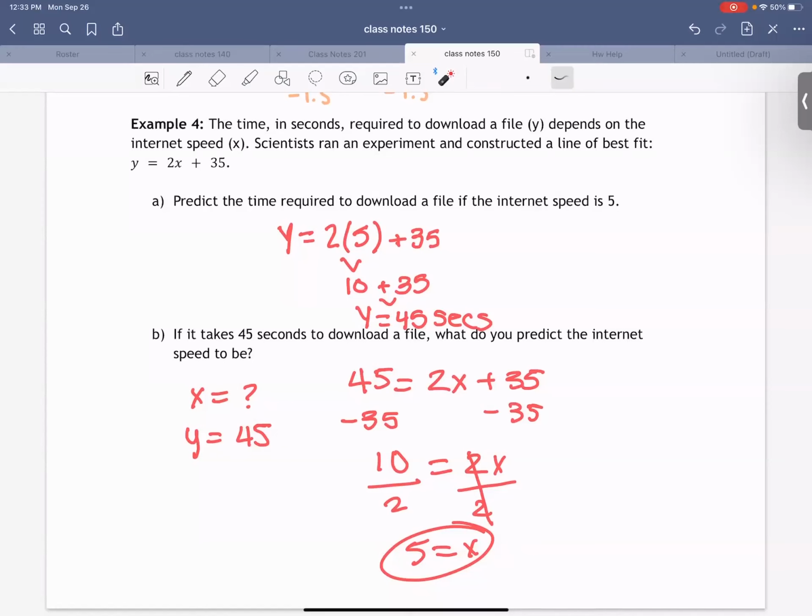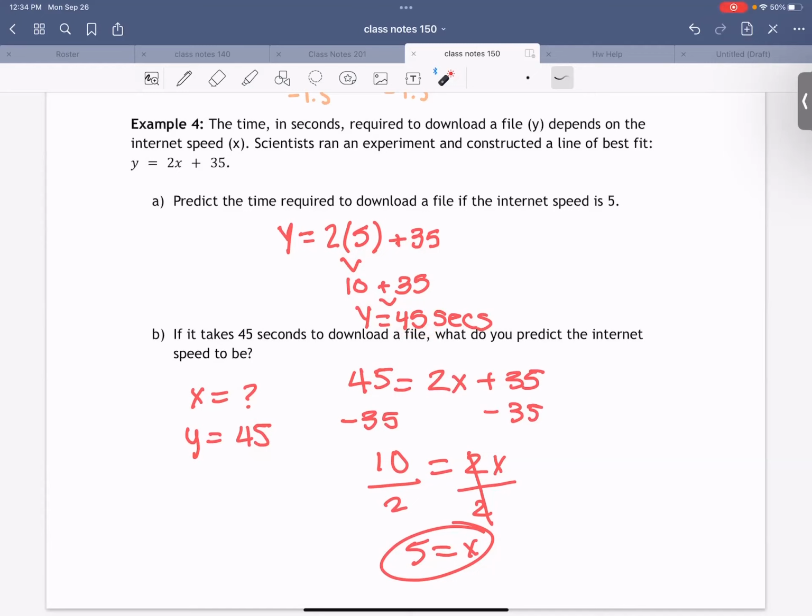This one we have the time required to download a file, and I put Y first, and it said it depends on the internet speed, which is X. I gave you the line of best fit, and Jules, I asked you to write up part A. Do you want to take us through your steps here? Yeah. So I realized first I messed it up, but then I realized when I read the problem that the speed was going to go for X. So I put 5 in for X and multiplied 2 times 5, got 10. Great job.